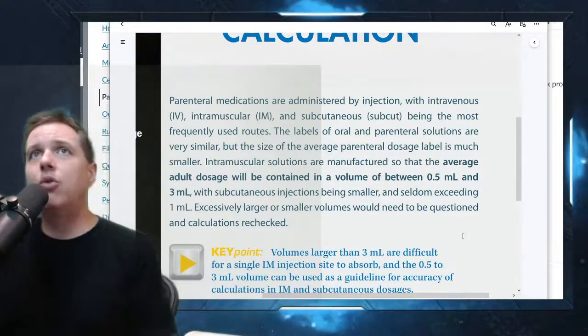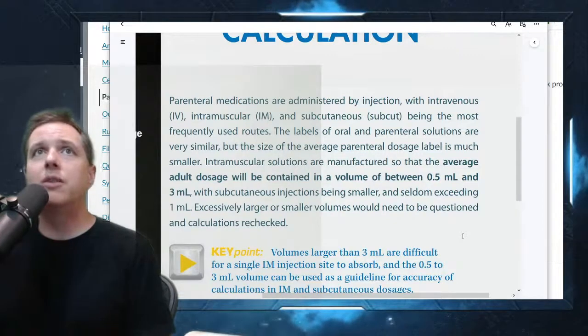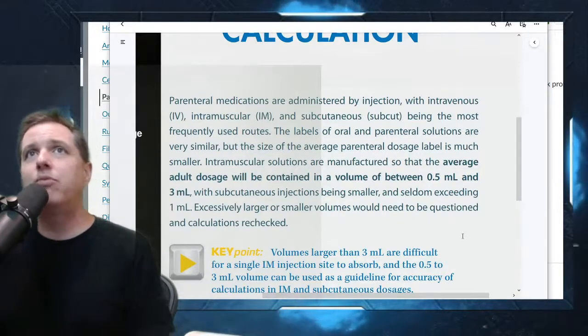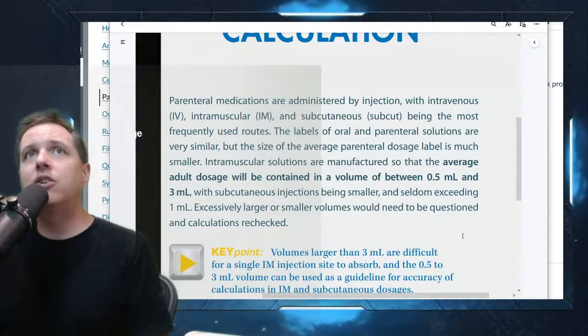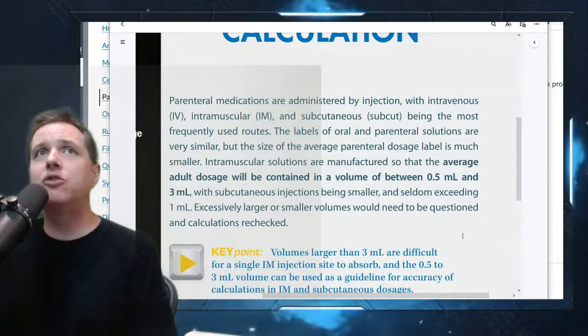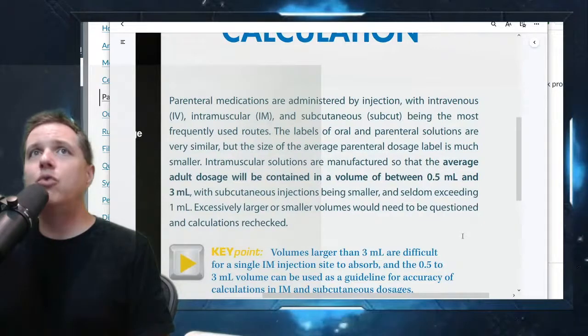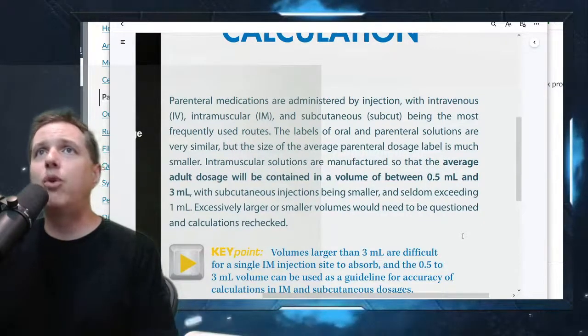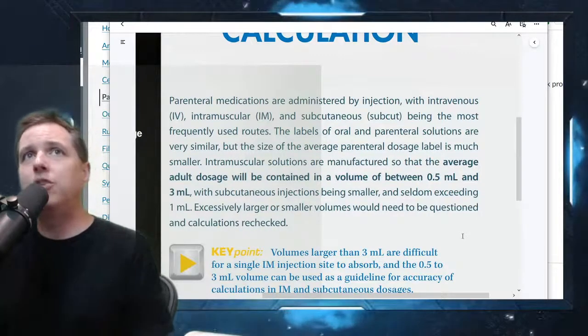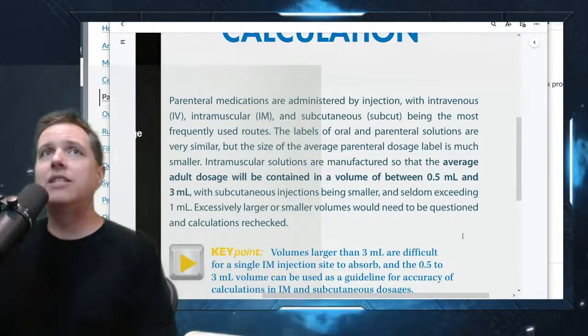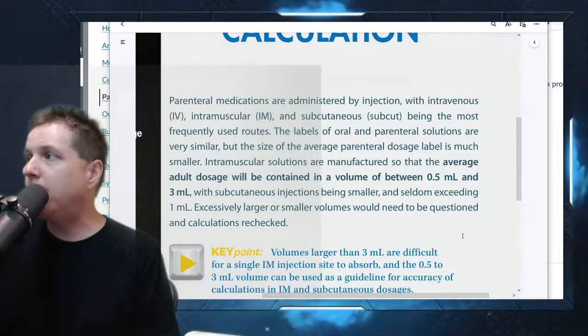The labels of oral and parenteral solutions are very similar, but the size of the average parenteral dosage label is much smaller. Intramuscular solutions are manufactured so that the average adult dosage will be contained in a volume of between 0.5 milliliters and 3 milliliters, with subcutaneous injections being smaller and seldom exceeding 1 milliliter.